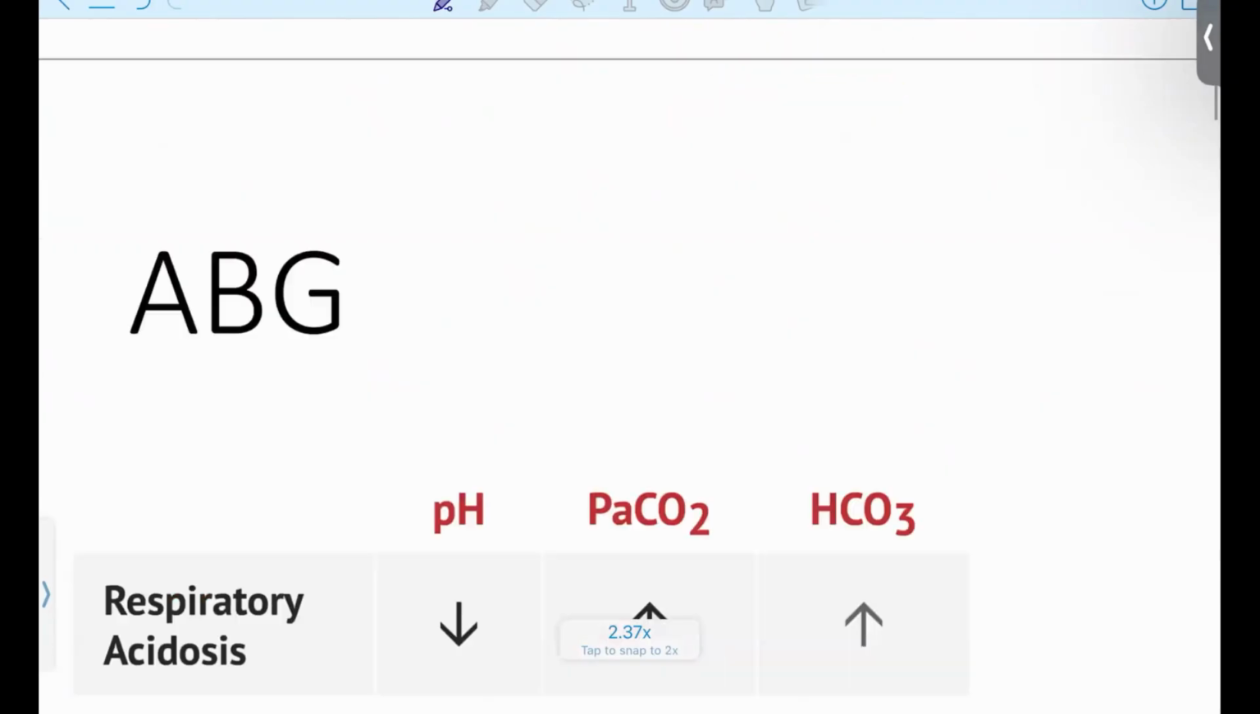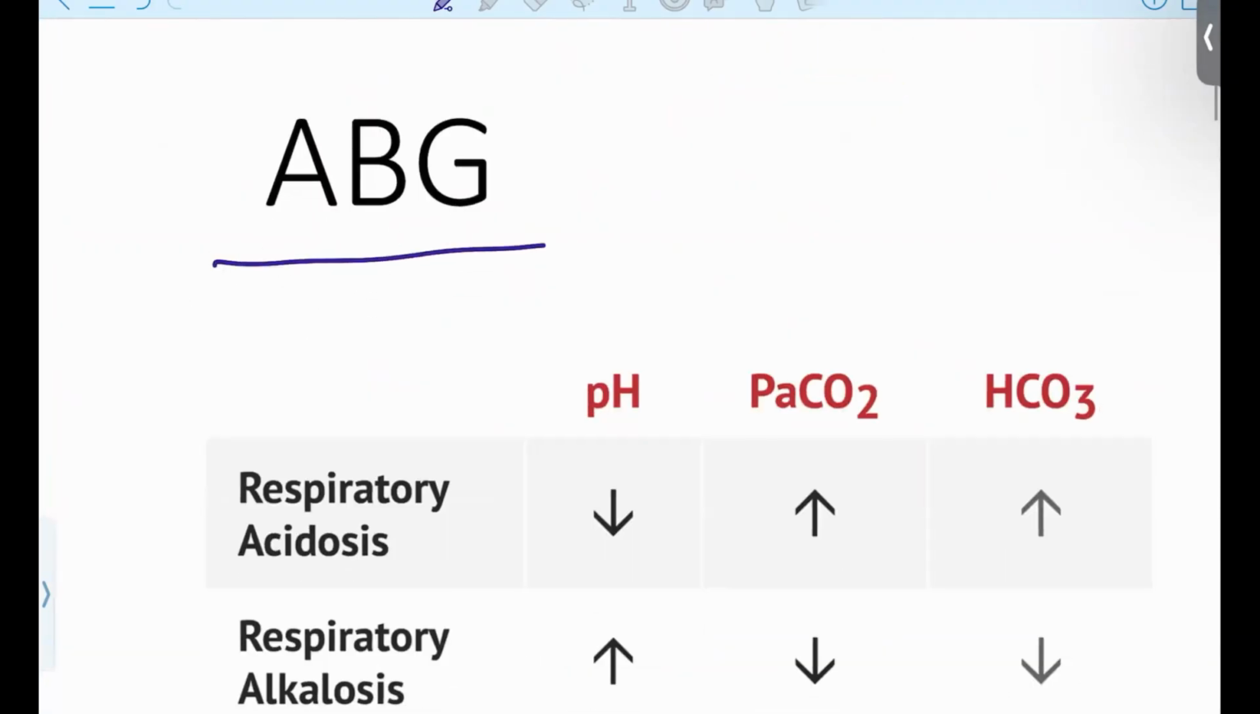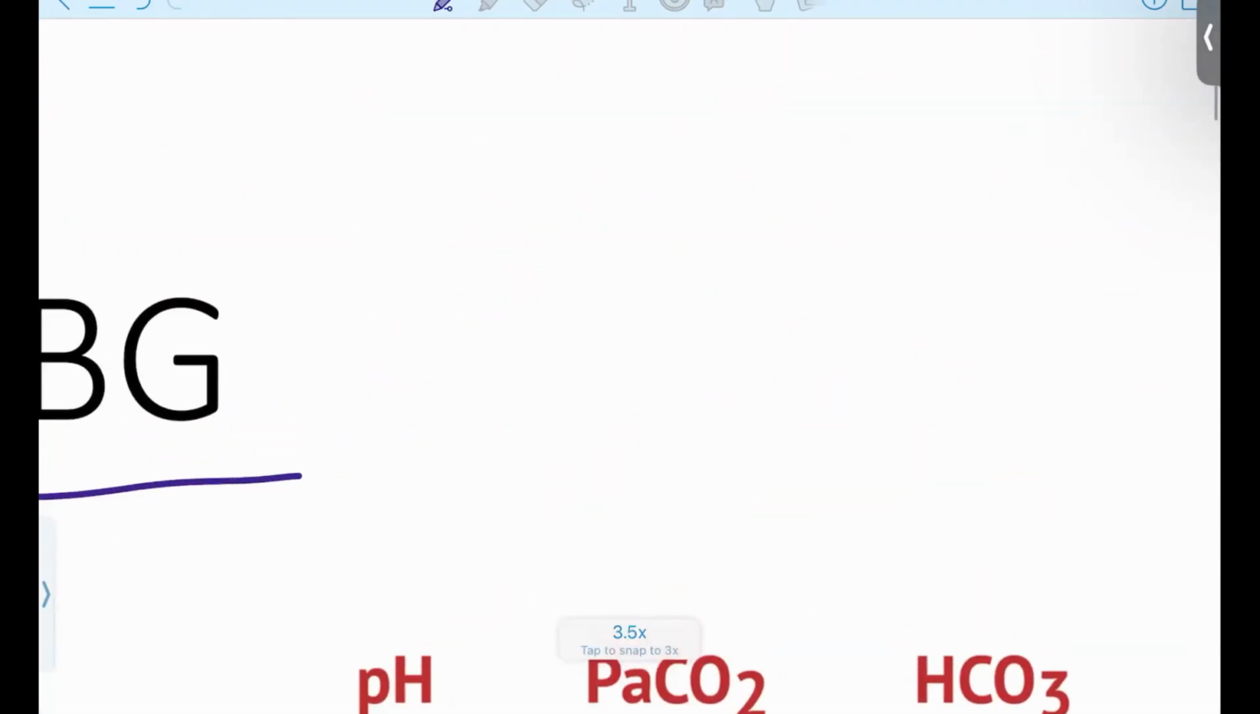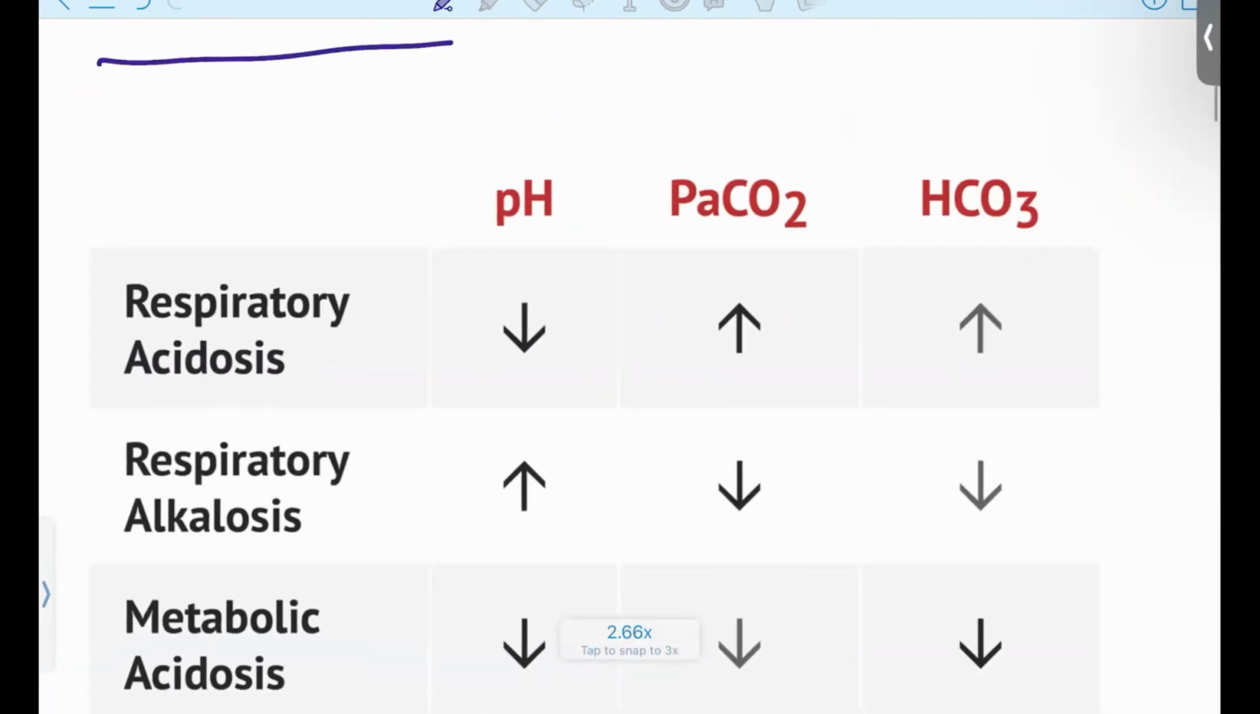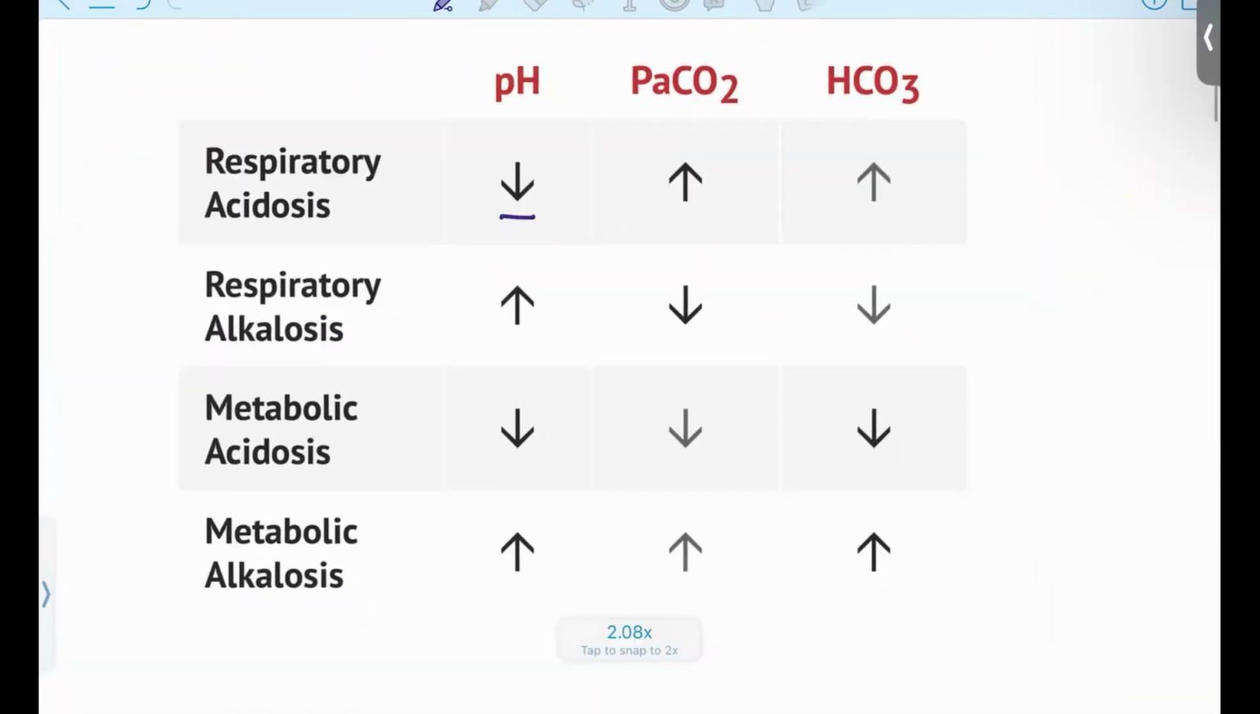Next, moving on to another topic, your ABG disorders. In the ABG disorders, let's see what the normal values are first. Your normal pH value, remember like this, 7.4, PCO2 is 40 mmHg, and HCO3 is 24 milliequivalents. Okay, 444. So whenever you see the pH is low, that means the patient is suffering from acidosis. And if the pH is high, that means the patient is in alkalosis.